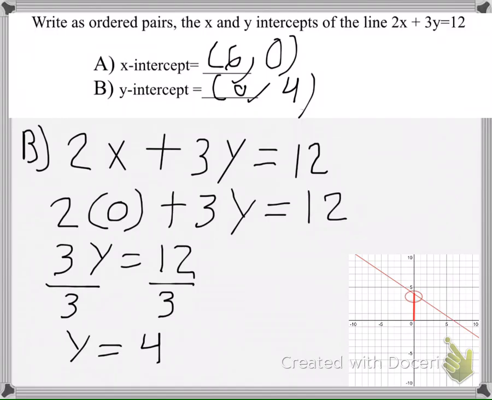So that means that my x-intercept is 6 comma 0, and my y-intercept is 0 comma 4. Hope that helped and made sense.